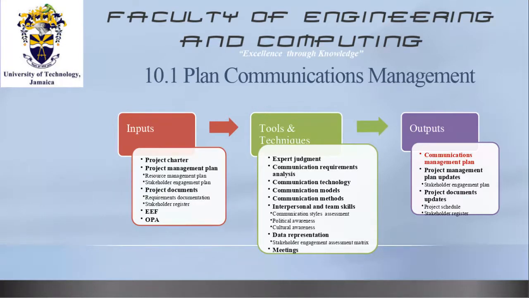There are various methodologies to use when communicating, but of course, the project manager must have some expertise that he or she will use to aid the communication process. We typically in project management say we do a communications requirements analysis to ensure that we fully understand and appreciate that which must be communicated to the stakeholder. And of course, we can use various forms of technologies, different models, different methods. And the project manager must, of course, exhibit interpersonal and team skills, because the environment may vary. There may be cultural issues that will have to be addressed. There are political issues that may have to be addressed. People have different styles of communication, and to that extent, there is some amount of versatility that is required on the part of the project manager.